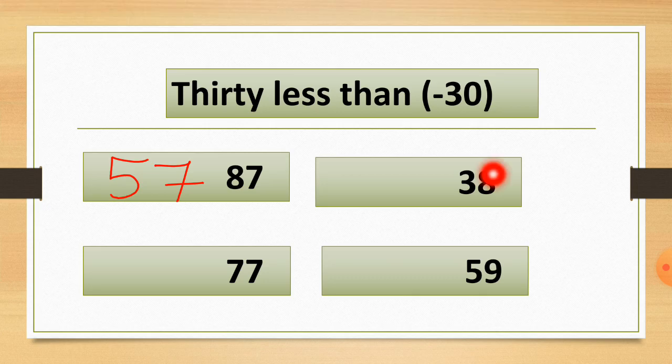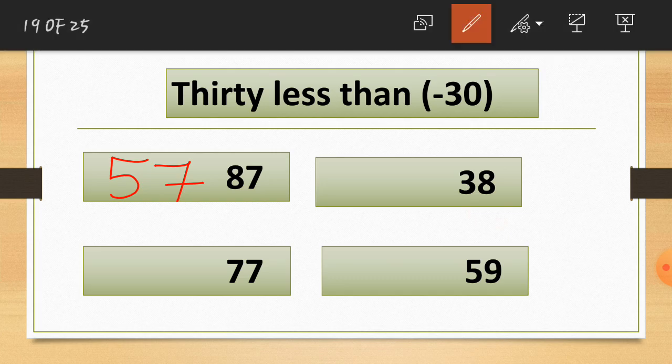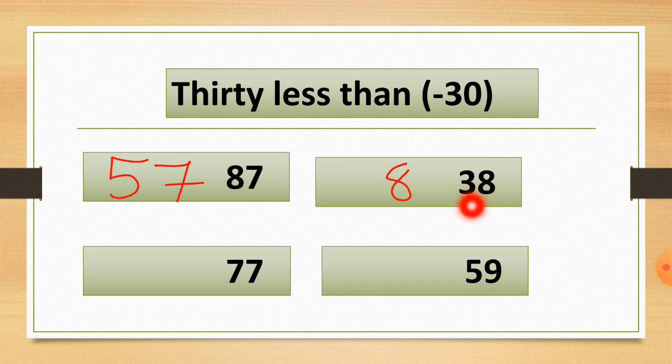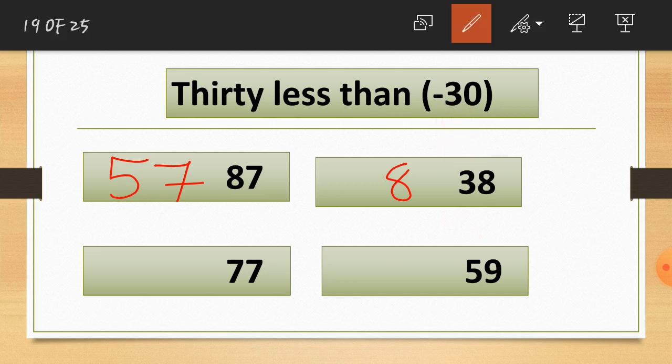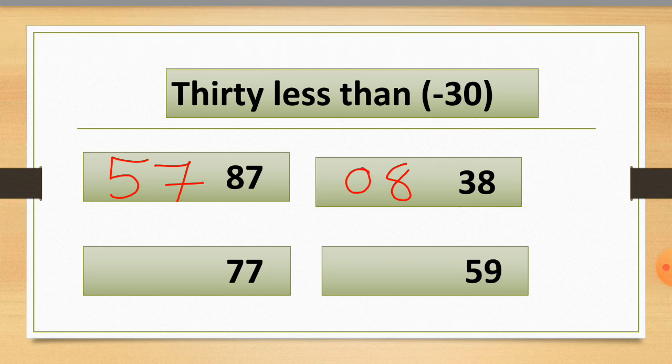Now let's solve this sum using the shortcut method. As I write the ones value as it is, I write again the ones value as it is here. Now here is the 3 number, so we will cut 3 from the 3. So 3 minus 3, which number will we get? 3 minus 3 is equal to 0. So we get the answer 8. If you cut 30 from this 38, you will get the answer 8 only.